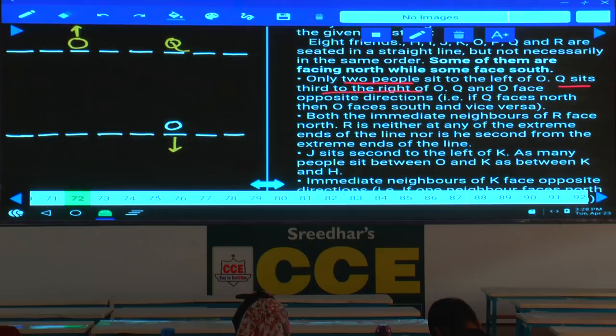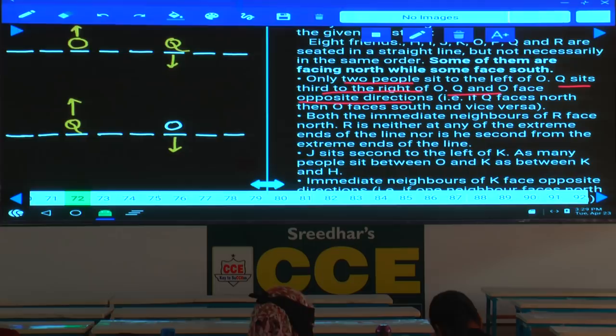And Q sits second to the right of O, Q and O face opposite directions. O is north and Q will be south. And in the second case, O is south and Q will be north. Now these two persons are facing different directions. Q and O face opposite directions.